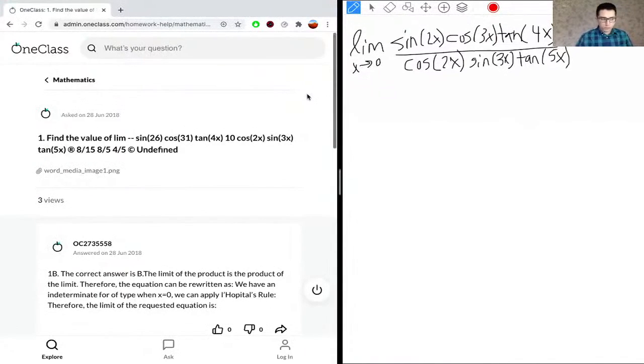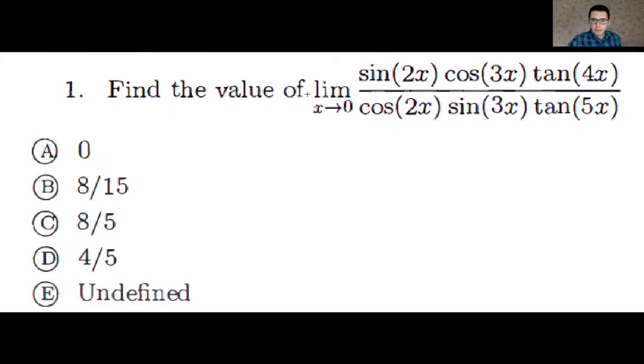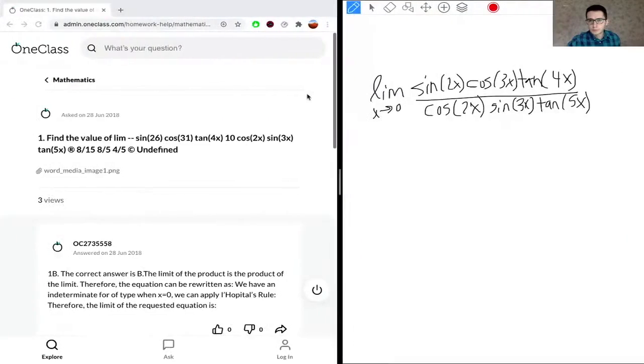So let me just move that so it's visible. Okay. So let's just double check that. Okay, so we have the same limit that we have to evaluate. So let's say we just substitute in 0 for everything and we just evaluate it the normal way. We would get the following.